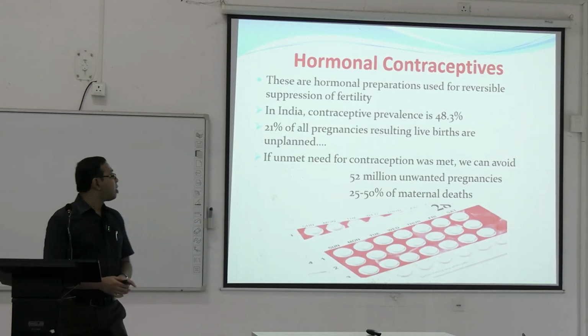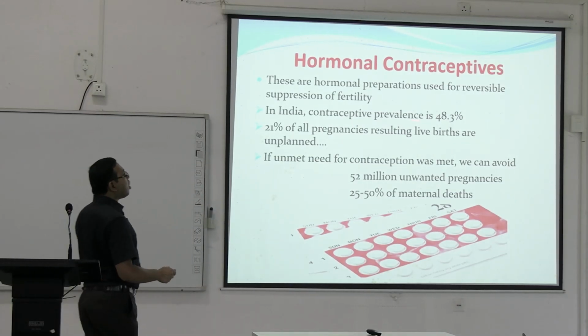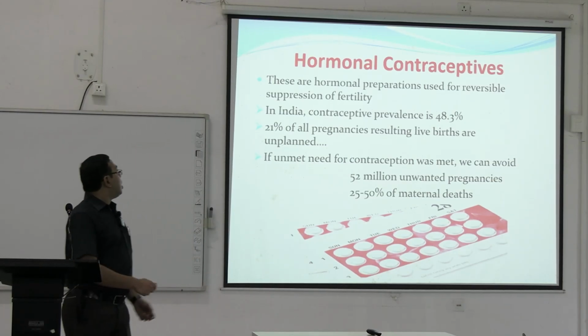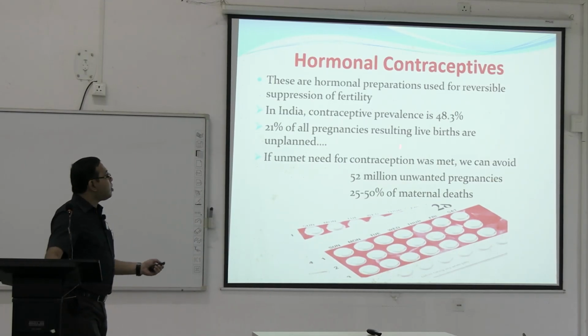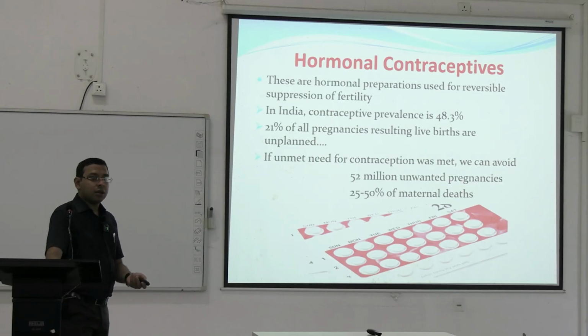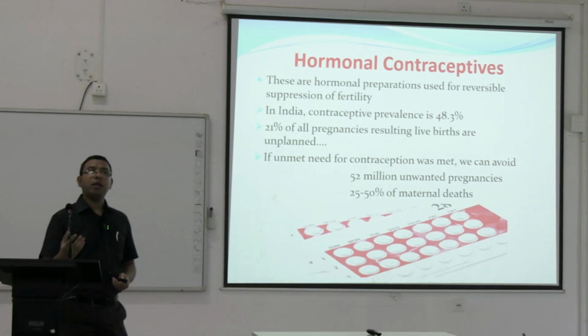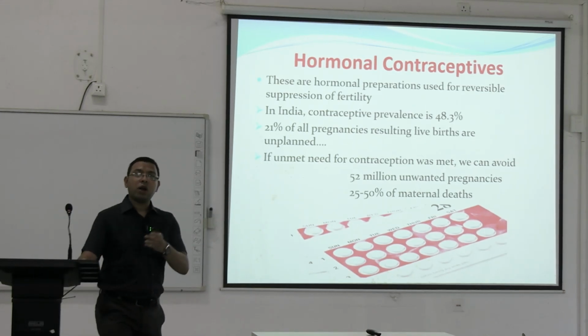For hormonal contraceptives, in India the contraceptive prevalence is still low, less than 50%. 21% of all pregnancies resulting in live births are unplanned, and ultimately there are several unmet needs, and that's why contraceptive awareness is very necessary for all the common people.